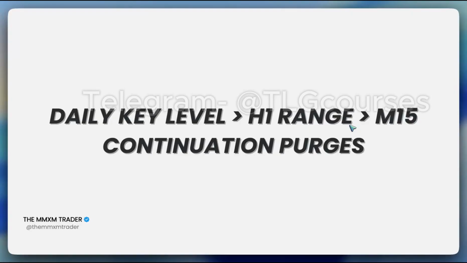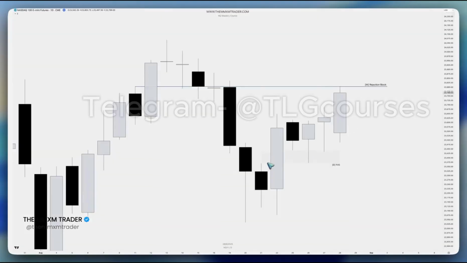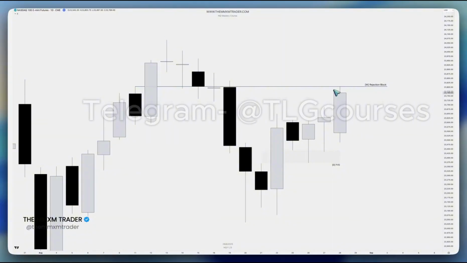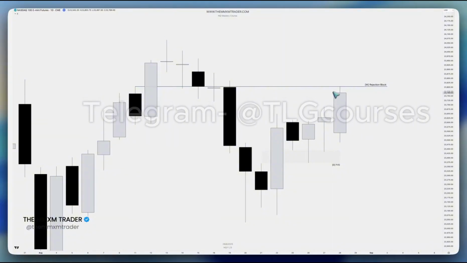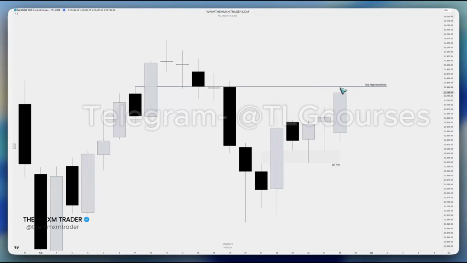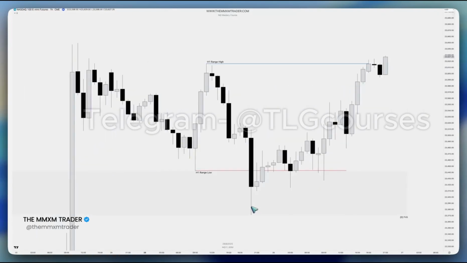Okay, daily key level, H1 range, M15 continuation purges. Okay, so from higher time frame key level in a discount from this low to this high to premium key level. Again, remember blending all the lessons together. So we're going to look at the daily move from a discount array to a premium high time frame key level. So daily fair value gap, okay, we blend that with what?